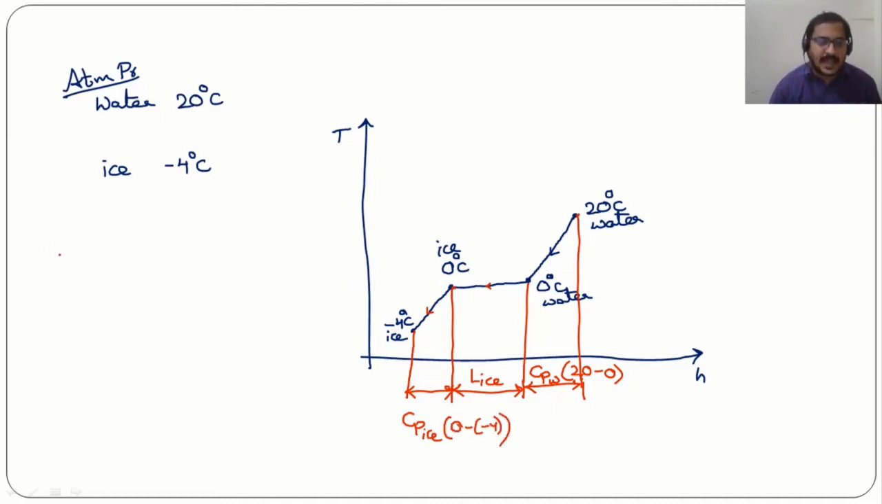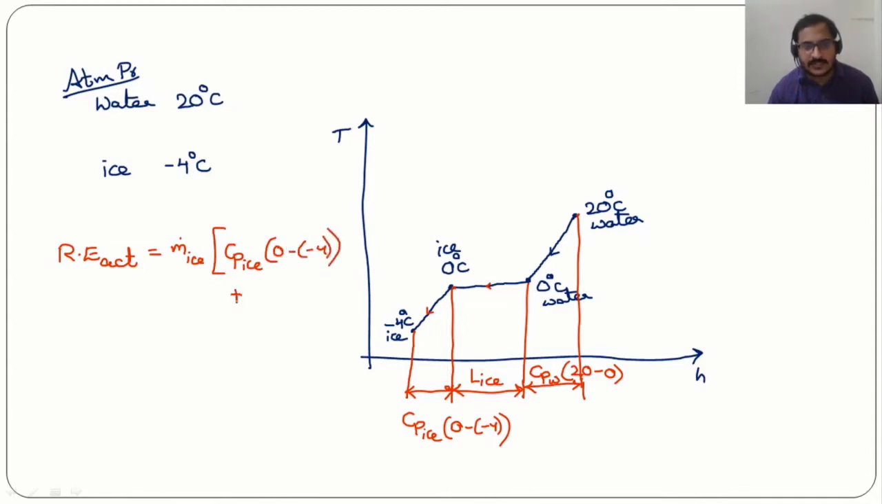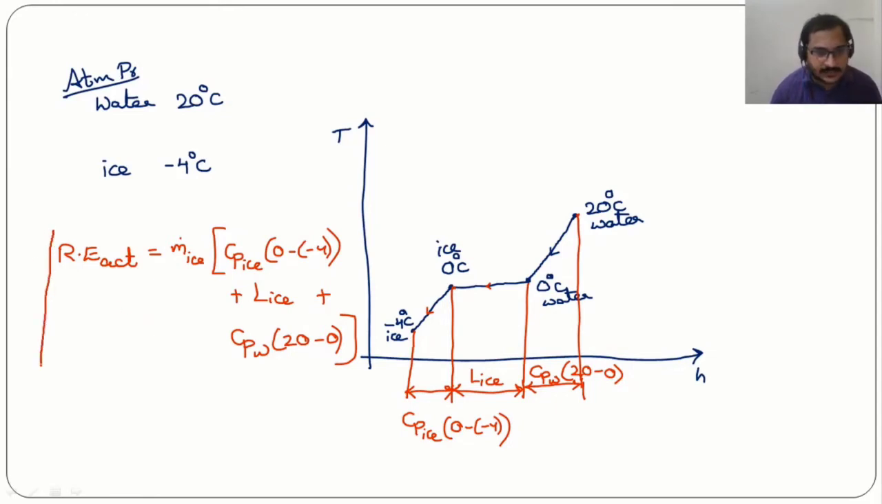Now the actual refrigerating effect here is the amount of heat absorbed during this total process. For this you need to consider mass of ice produced into specific heat of ice into 0 minus of minus 4, plus latent heat of ice, plus specific heat of water into 20 minus 0. So this is the actual refrigerating effect that we are going to get here.